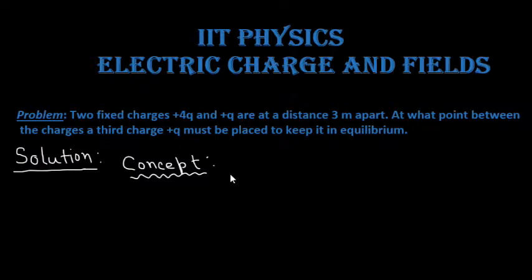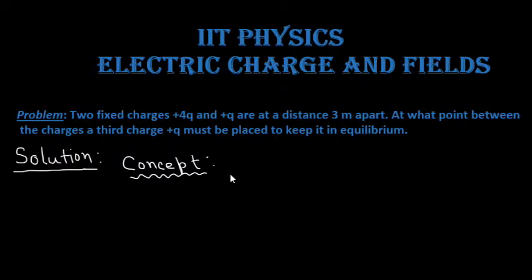Again, repeating the concept: if Q1 and Q2 are of the same nature, meaning either both are positive or both are negative, then the third charge should be put in between Q1 and Q2 on a straight line joining them. But if Q1 and Q2 are opposite in nature, meaning one is negative and one is positive, then the third charge would be put outside Q1 and Q2, close to that charge which is lesser in magnitude. This is the concept.